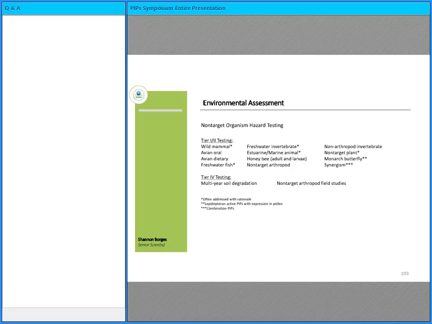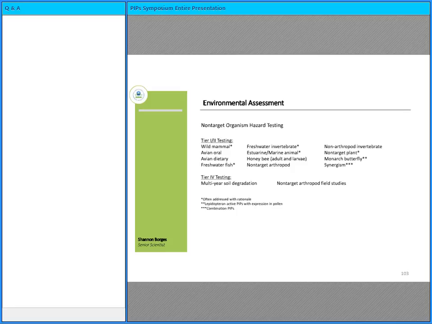You'll see it's quite a list of taxa, but you'll note that some of these, the wild mammals, freshwater fish and invertebrates, estuary marine animals, non-target plants, those are typically addressed with rationales. Usually in that case, exposure, at least what we've typically had experience with, exposure is usually low and testing is not necessarily needed. We also have some special tests like the monarch butterfly testing that we do require in certain cases. And for combination PIPs, we do require synergism studies as well.